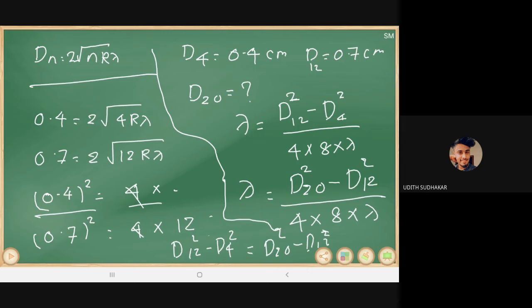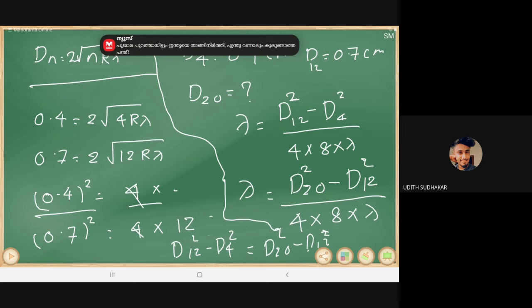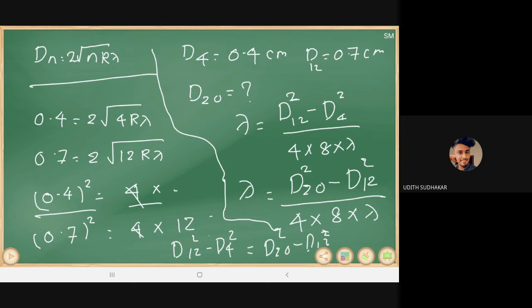What's the value? Answer: 0.906. It may be correct because 0.4, 0.7, 0.9. Yes, it must be correct.